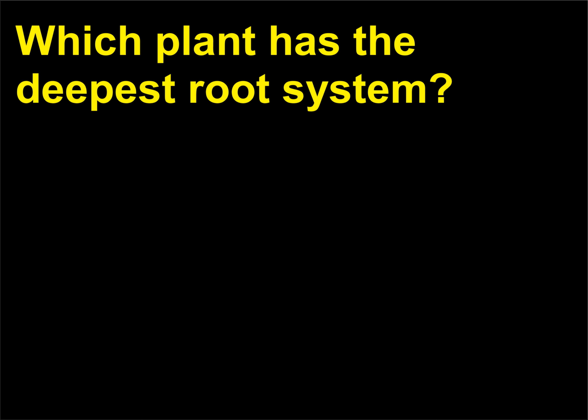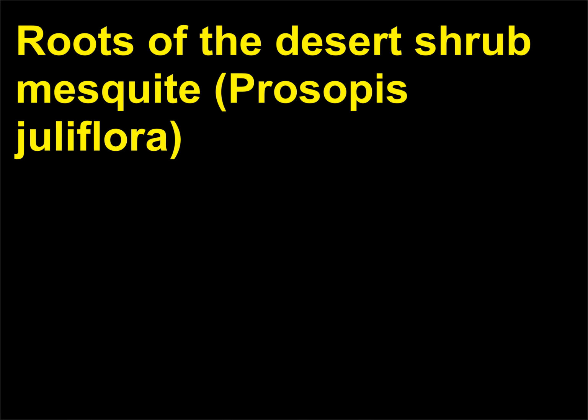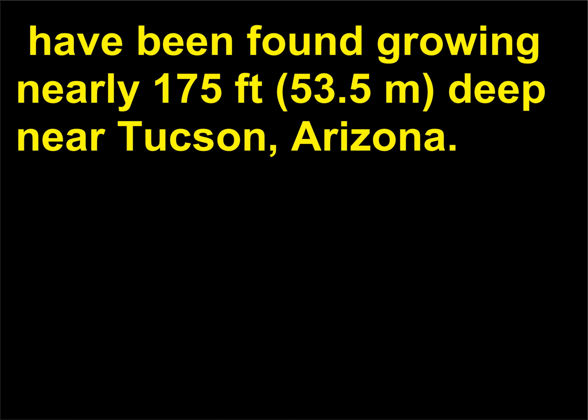Which plant has the deepest root system? Roots of the desert shrub mesquite, Prosopis juliflora, have been found growing nearly 175 feet (53.5 meters) deep near Tucson, Arizona.